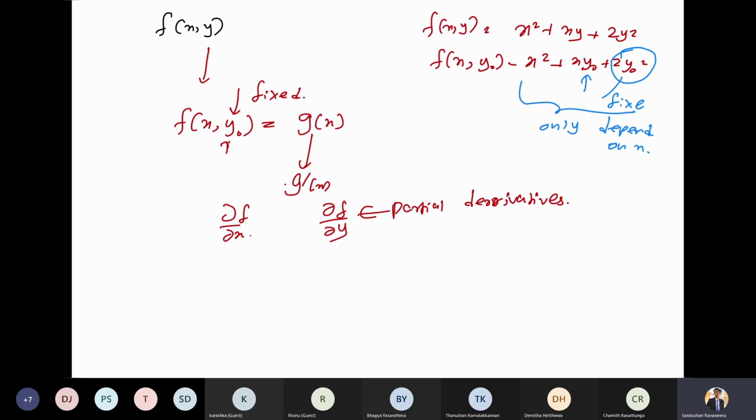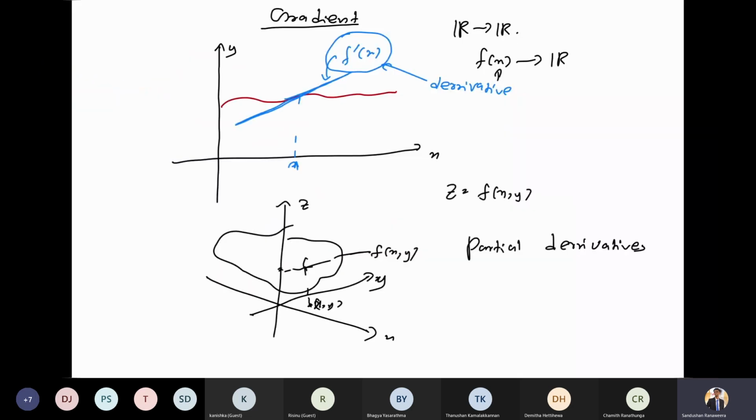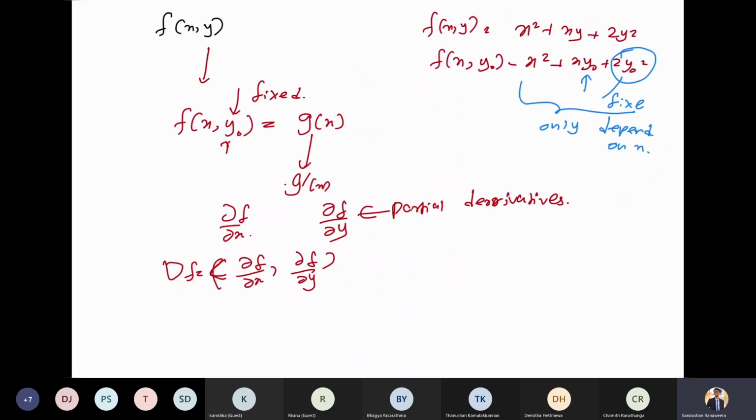Then we define a vector, grad f, like this: ∂f over ∂x, ∂f over ∂y. Our first component is the partial derivative with respect to the first variable, and the second component is the partial derivative with respect to the second variable. This we call the gradient. It means grad f is a vector. The portion along your x-axis is proportional to the partial derivative with respect to that variable, and the portion along your y-axis is proportional to the partial derivative with respect to y. This is the gradient.